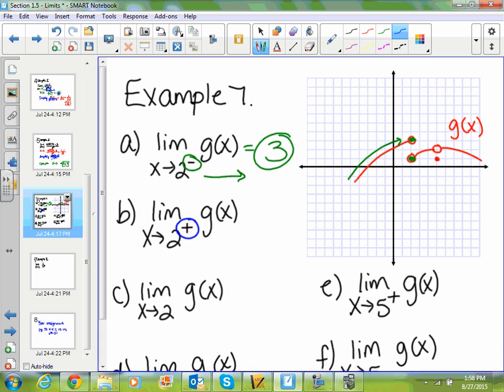If I'm looking at the limit as x approaches 2 from the positive side, I'm looking at it from the other direction, from the right. And so I care about the curve that's to the right of that point. And so what would be my limit if I'm looking at the part where I'm going to the right? What's my y value there? At that point, what's my y value? 1. Okay, so my y value would be 1.